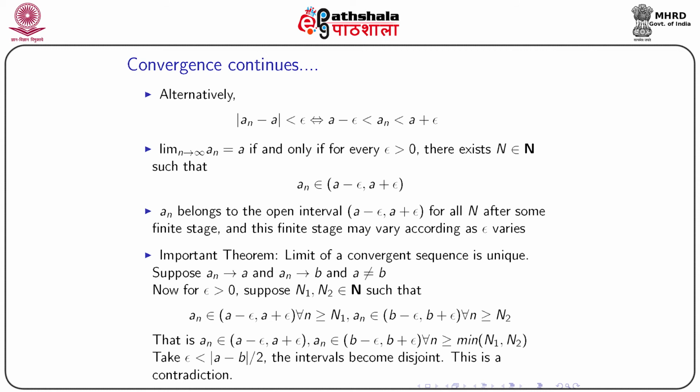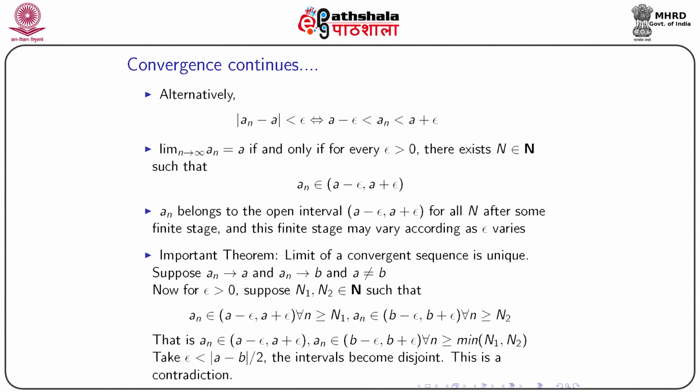To prove this, we will be using the method of contradiction. That means we suppose that the sequence has two different limits. So we will assume an converges to A and an also converges to B with the restriction that A is not equal to B. Now for every epsilon greater than 0, suppose we define two different numbers N1 and N2 belonging to the set of integers. N1 is for when I am considering an converging to A, and N2 is for when I am assuming that an converges to B. So by the definition we already gave, an belongs to the open interval A minus epsilon to A plus epsilon for n greater than or equal to capital N1, as we are assuming that an is converging to A.